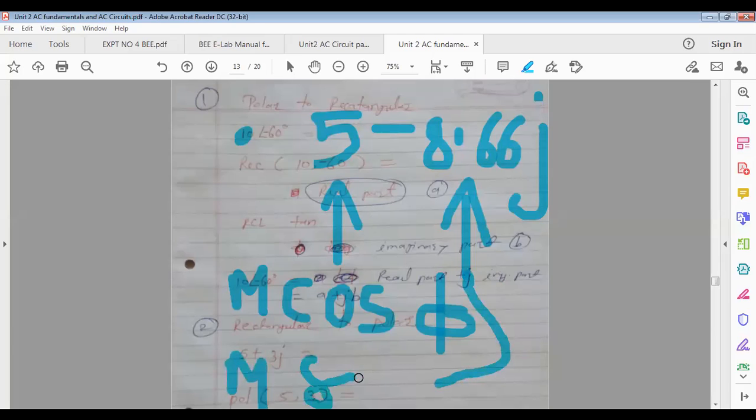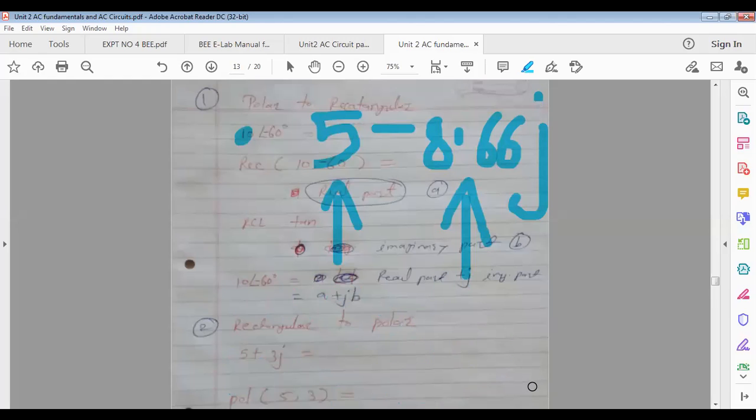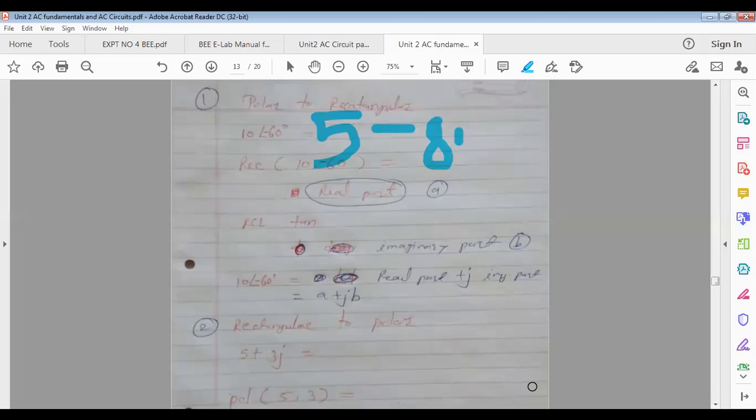M sin phi. Whatever is the angle that you use, plus is plus, minus is minus. Is this clear? Yes, ma'am. Okay. Next is what? Reverse we'll see now.